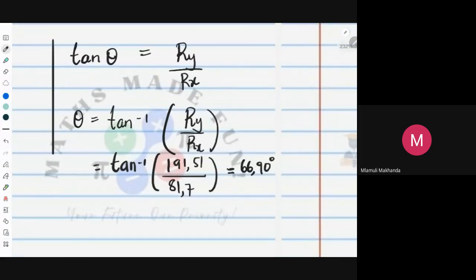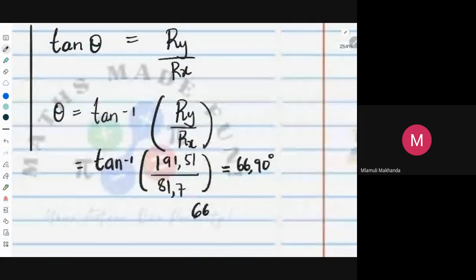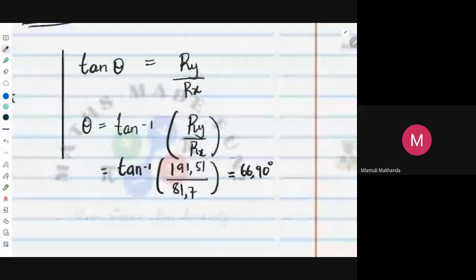All right. So if it was, let's say, 66.99, maybe 6 or 5, whatever, this will just be 67 degrees. Because if you round off the whole thing, it's just 67. If you remember how to round off, okay?